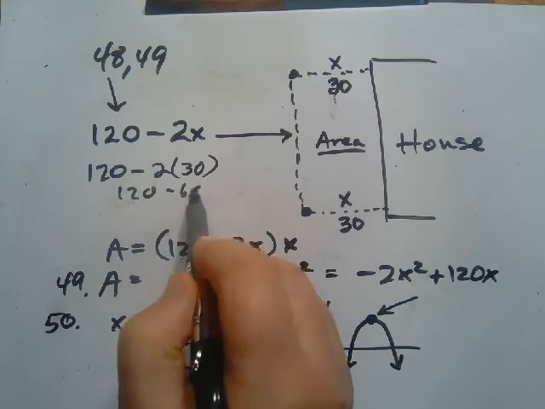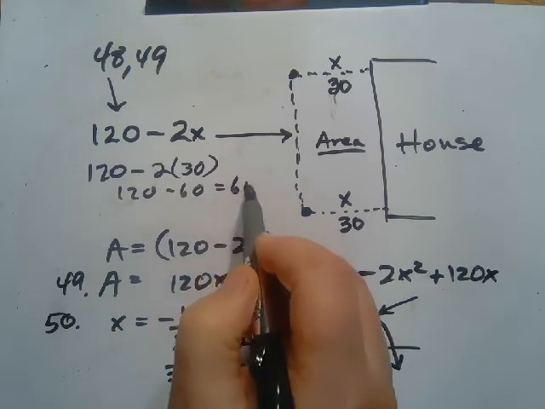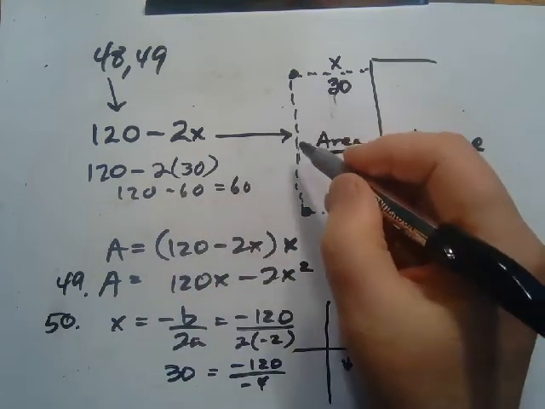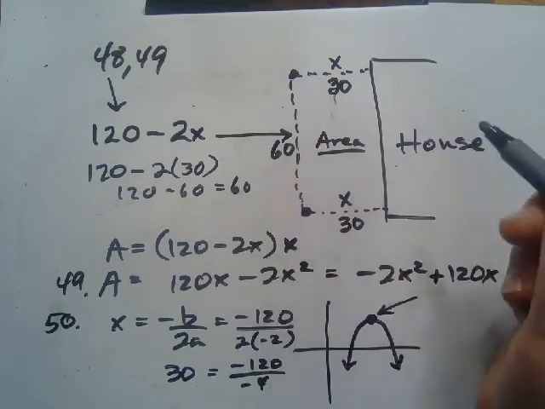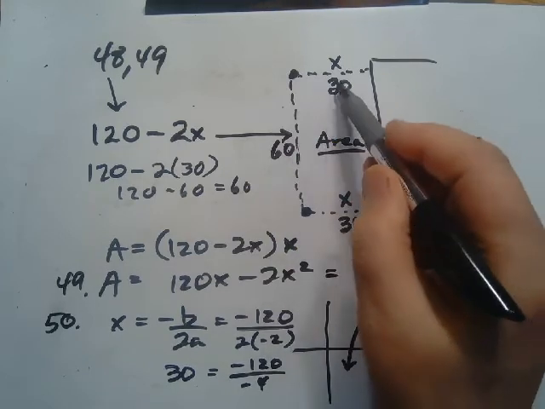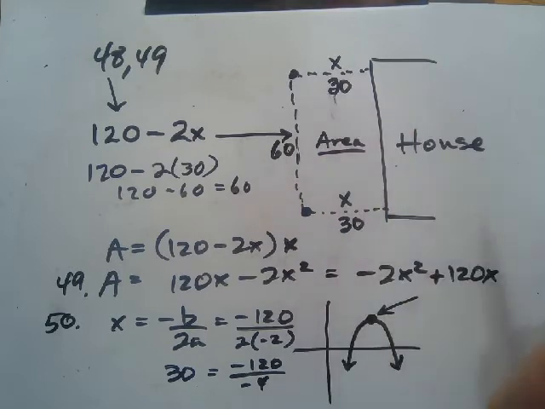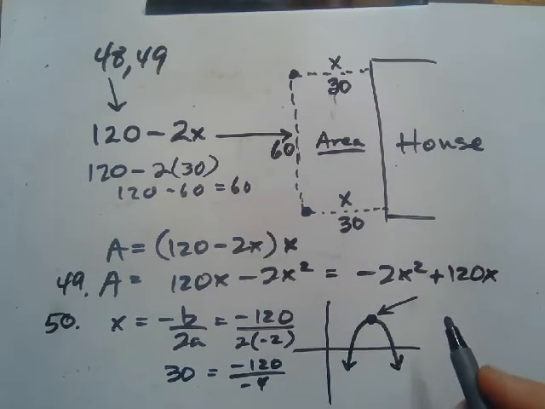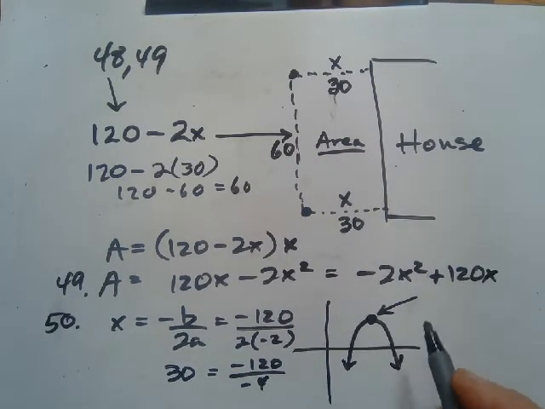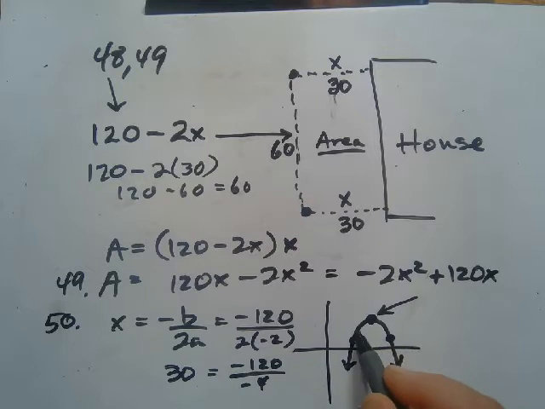120 minus 60 gives me 60. So we see that this other length here has to be 60. 60 and 30 adds up to 120, and that's exactly right. So now what you'll notice is that there's lots of different combinations that Steve could have picked for his length, but the one that produced the greatest area is the one that's right at the top of that parabola.